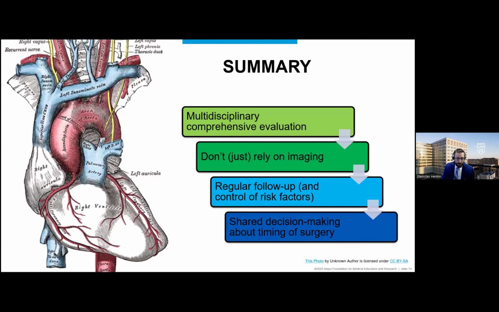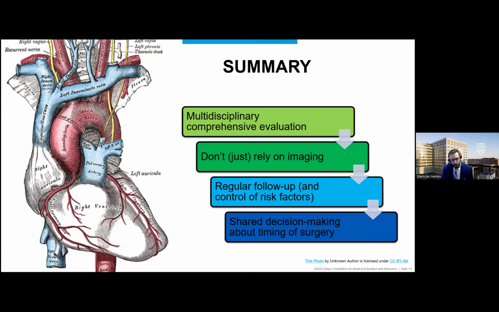So in summary, multidisciplinary comprehensive evaluation is key. Cardiology, genetics, vascular surgery, cardiac surgery. Don't just rely on imaging. Yes, imaging is critical, but physical exam is as critical as imaging. Regular follow-up and control of risk factors is very important. This should not be a one-and-done consult. You should be seeing these patients annually. And then shared decision-making about timing of surgery.